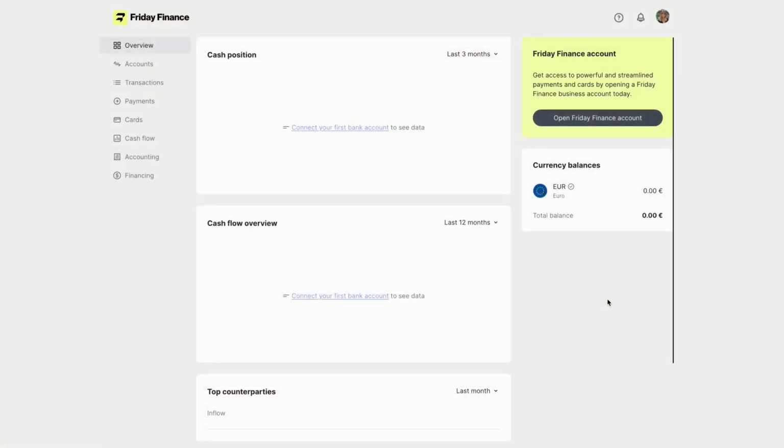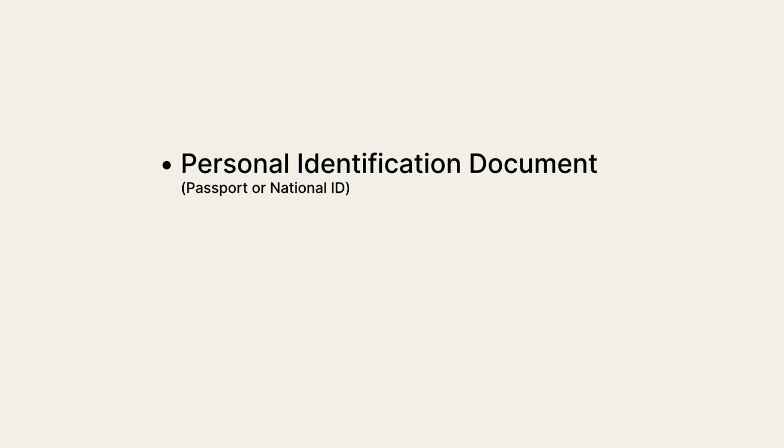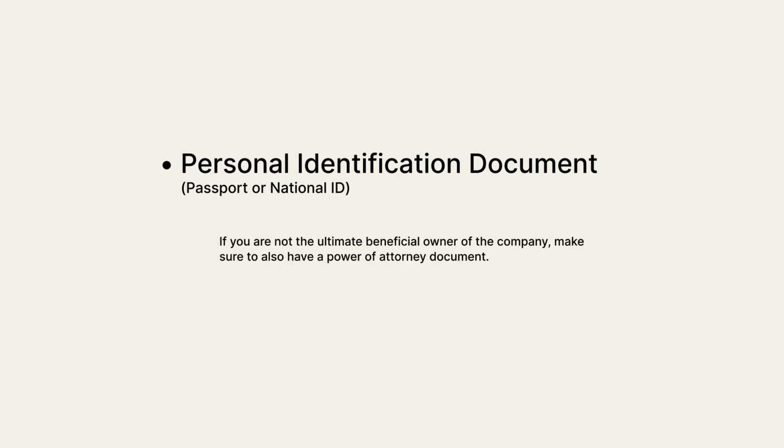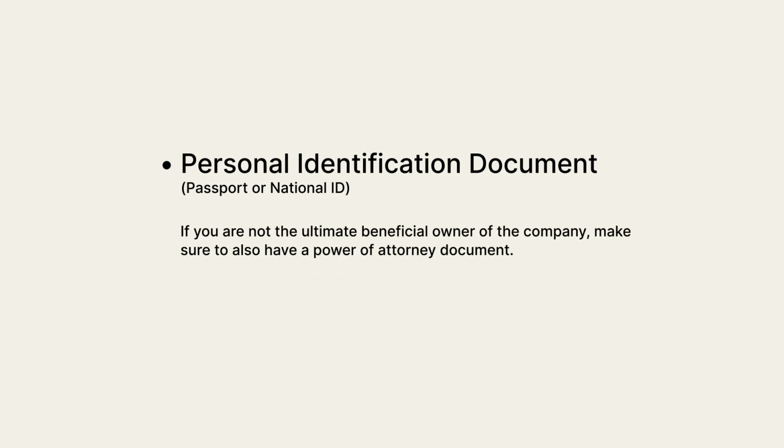In this video I will show you how to open a business account. To open a business account, make sure you have a personal identification document, such as a passport or national ID. If you are not the ultimate beneficial owner of the company, a person that owns at least 25% of the company, make sure to also have a power of attorney document.